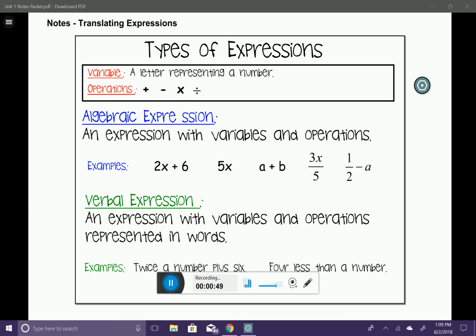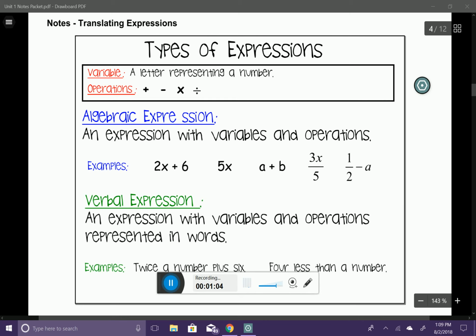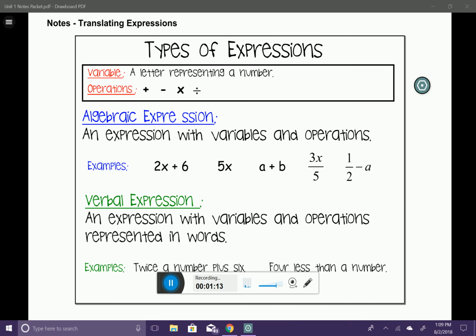So now let's talk about the algebraic expression. It's an expression with variables and operations. So it includes letters, and then it has some type of operation, and it can even have more than one operation. So I have some examples here, and you can see that all of these represent algebraic expressions. So they have variables and they have operations. And they also include numbers.